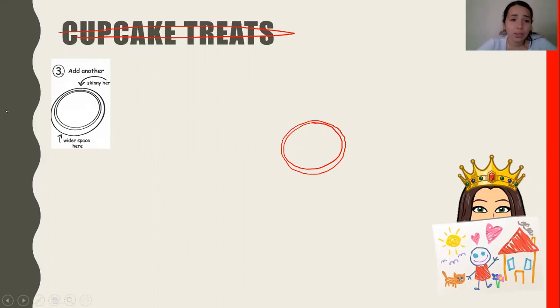Now we add another circle. Same thing, skinny at the top, wider at the bottom.